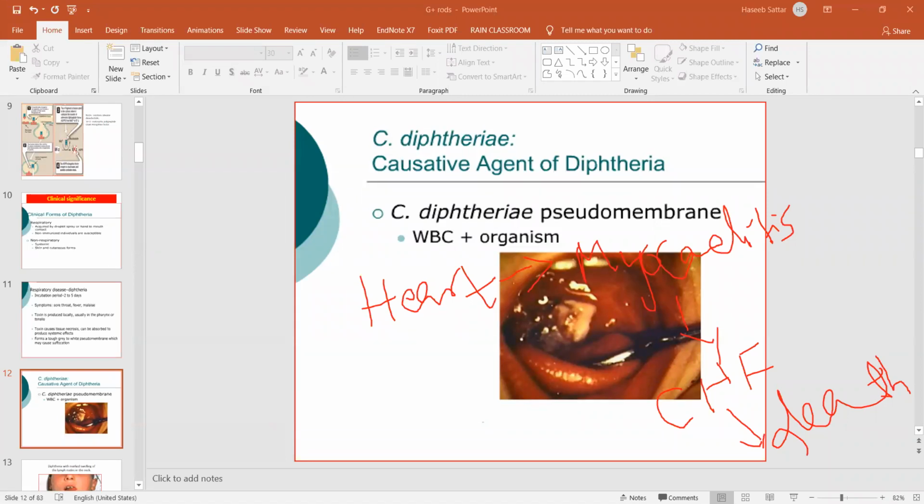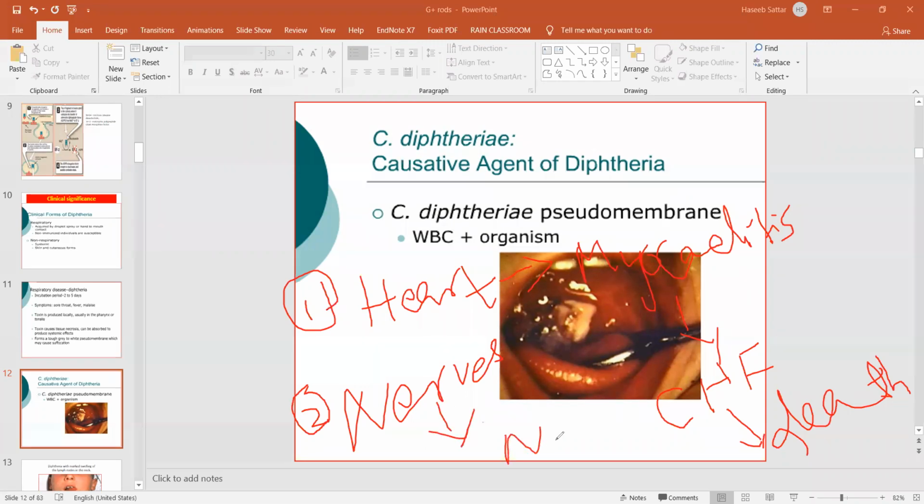The second most important or common systemic manifestation is the involvement of the peripheral nerves, especially the spinal nerves. So this is its second systemic manifestation. In nerves it causes neuritis.